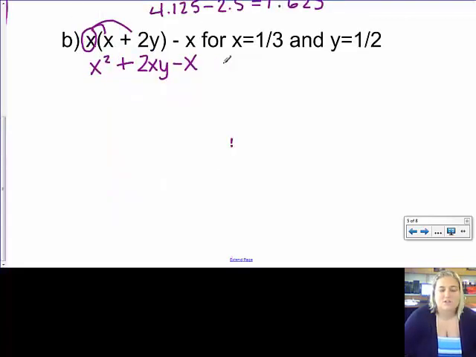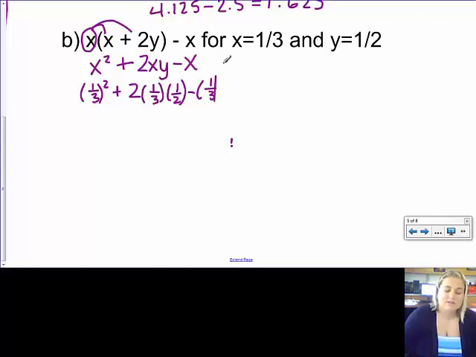Okay, looks like I have a little exclamation point here. I apologize. X is 1/3, so I'm going to substitute 1/3 in parentheses. It's being squared plus 2 instead of x. Again, I have 1/3 times y, which is 1/2, which I put in parentheses as well, minus x, which is 1/3. Okay, so order of operations, I'm going to do my exponents here. 1/3 times 1/3 gives me 1/9.